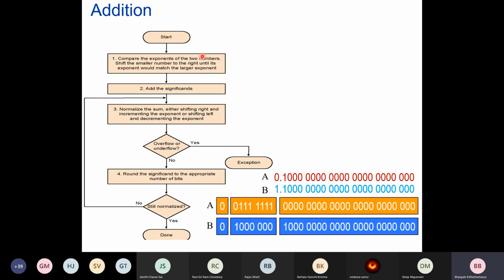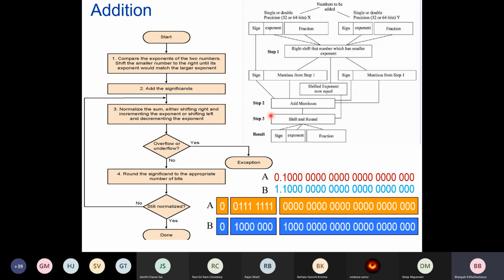Compare the exponent of the two numbers and shift the smaller number to the right. So we get this. And then you add the significands, normalize the sum, either shift right or shift left depending on the exponent value, and check whether there is overflow or underflow. If yes, then something needs to be done. Otherwise, you round it by using some technique which you have not yet discussed. And the rounding may disturb the normalization. Keep on looping this and exit.